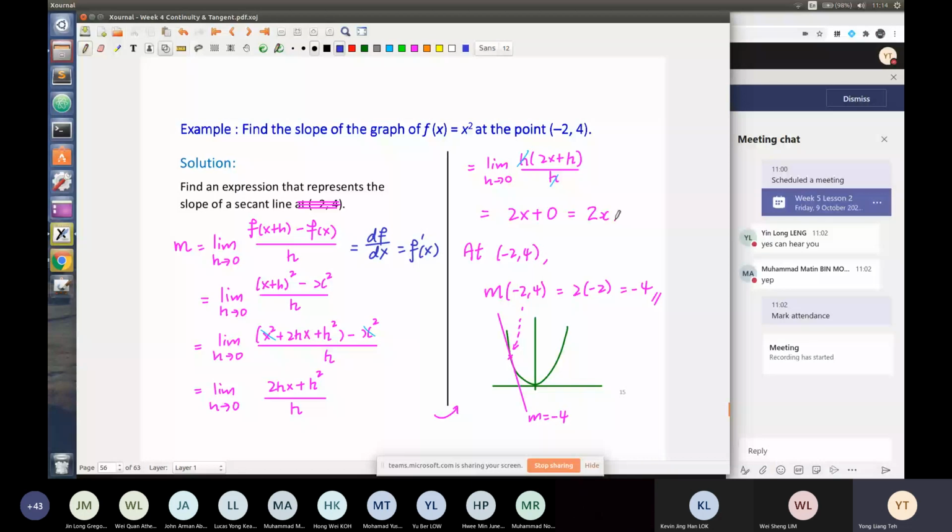So therefore, this looks logical, because the negative gradient agrees with the downward slope that you get over this interval, over the negative x interval.